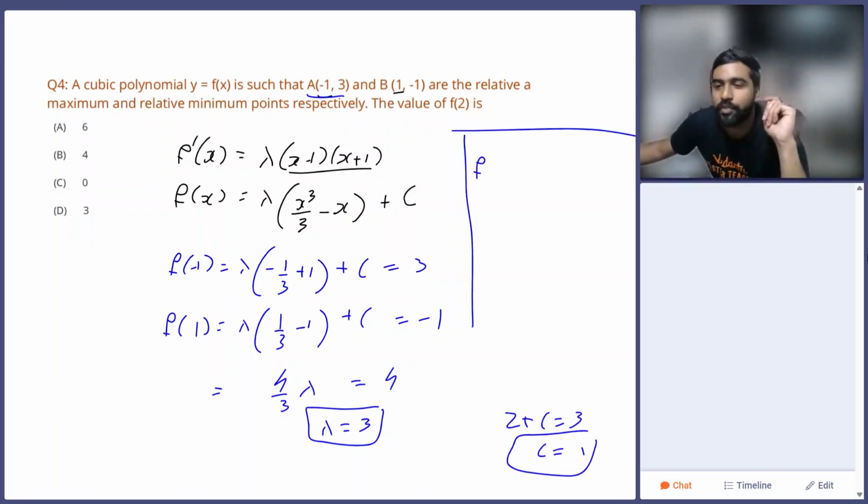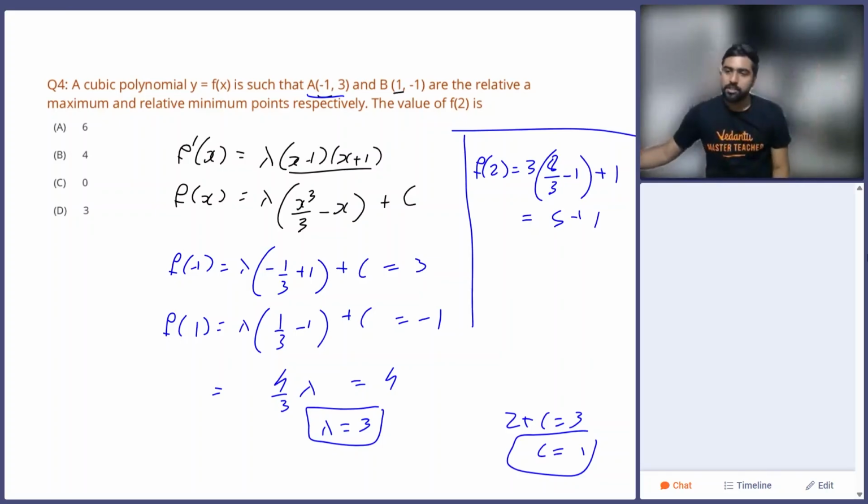Question is, what is the value of f of 2? F of 2 will be equal to 3 times 8 by 3 minus 1 plus 1. What is this equal to? This 3 gets cancelled out. 5 plus 1, I believe 6 should be the answer for this question. Okay, so option A, 6 will be the answer. Basic manipulation is all that you have to do. Oh, is this the answer? Not D, no?